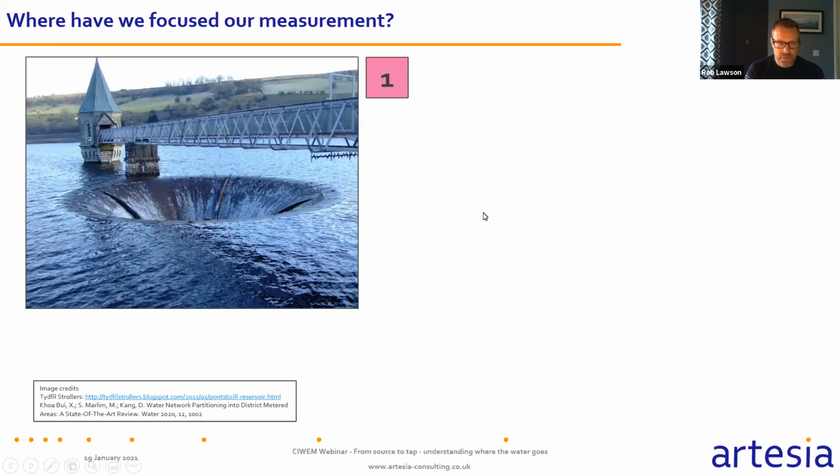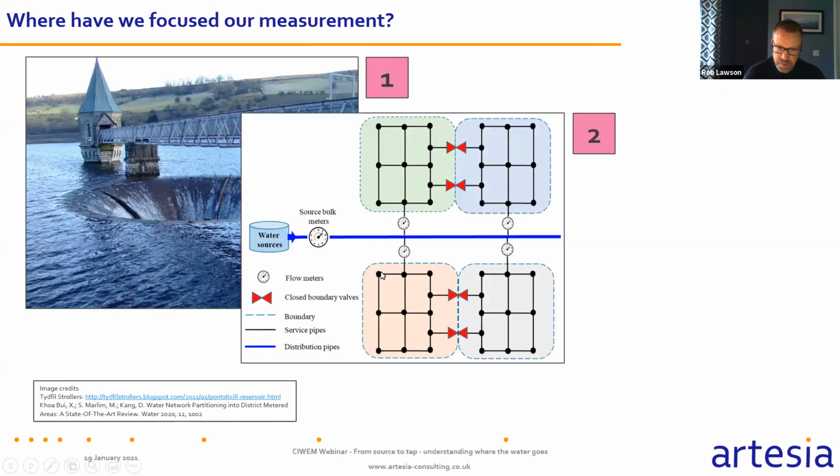What did we first start measuring? Well, we looked at licensed abstractions naturally, so that's part of compliance. The second part of what we started to look at was leakage, and this is a very simple diagram of what I know some of the other speakers are going to talk about later on, which is a district metered area system. So that's about dealing with waste and addressing resilience.